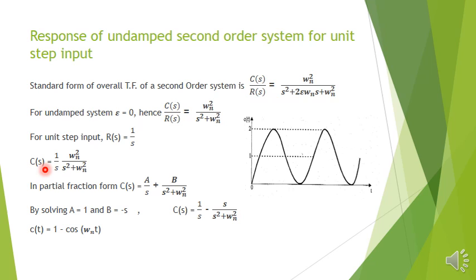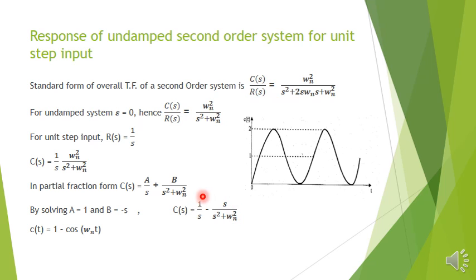C of s is R of s into transfer function, that is 1 by s times omega n square divided by s square plus omega n square. If I write this in a partial fraction form, C of s equal to A by s plus B s by s square plus omega n square. If we find the partial fraction coefficients, we will get A equal to 1 and B equal to minus 1. Then by substituting these A and B values in this expression, C of s becomes 1 by s minus s by s square plus omega n square.